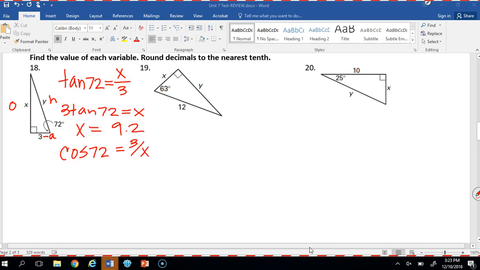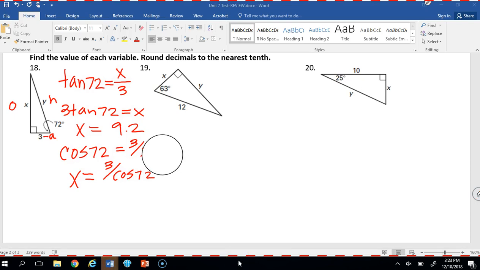Now this one's a little different because our variable's in the denominator. So what we're going to do is swap the cosine of 72 with the y. So y is going to be equal to 3 over the cosine of 72. Sorry, this should be y, my bad. I don't know why I put x up there. Let's fix this, because that was our hypotenuse, y. Then we can do this on our calculator again, 3 divided by the cosine of 72. So y is equal to 9.7.